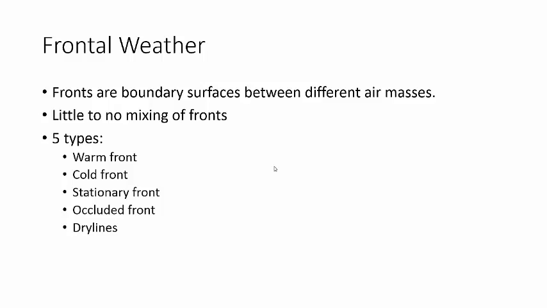Now at the front, there's little to no mixing. Yes, there can be some, that's why there's little, but usually there's not much. So little to no mixing of the air masses at the fronts, at the boundaries. And there are 5 types of fronts: warm front, cold front, stationary front, occluded front, and dry line. We'll go over each one.